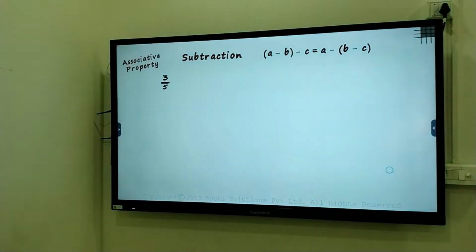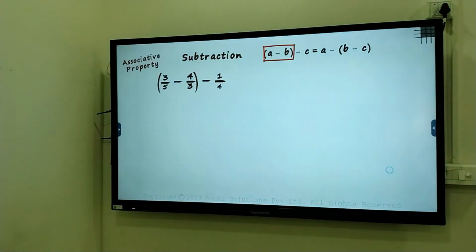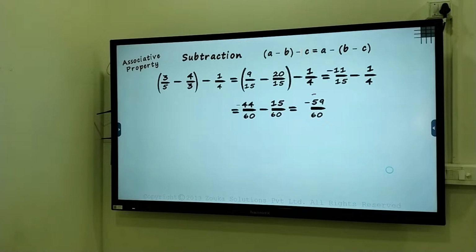Say 3 by 5, 4 by 3, and 1 by 4. We put brackets around the first two terms here. This is (a minus b) minus c. This equals minus 59 by 60. We solve the brackets first to get minus 11 by 15 and then make the denominators equal to 60.